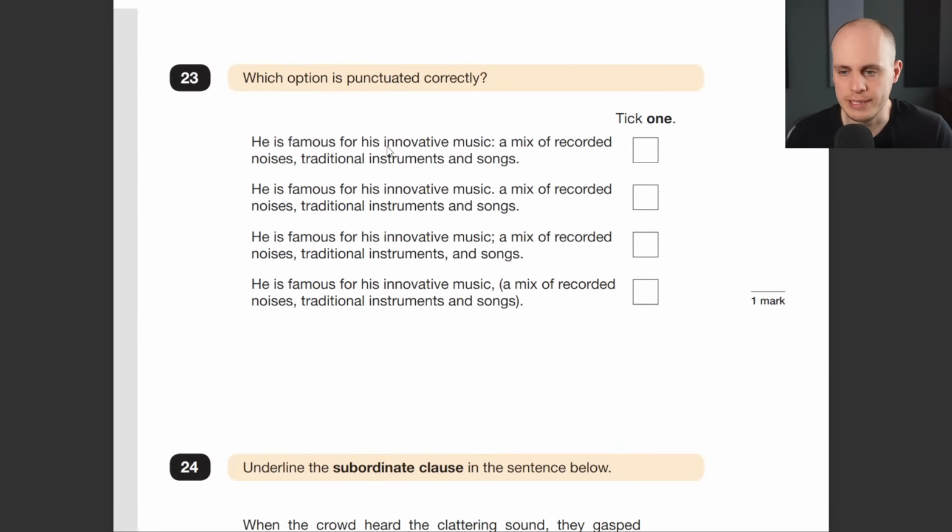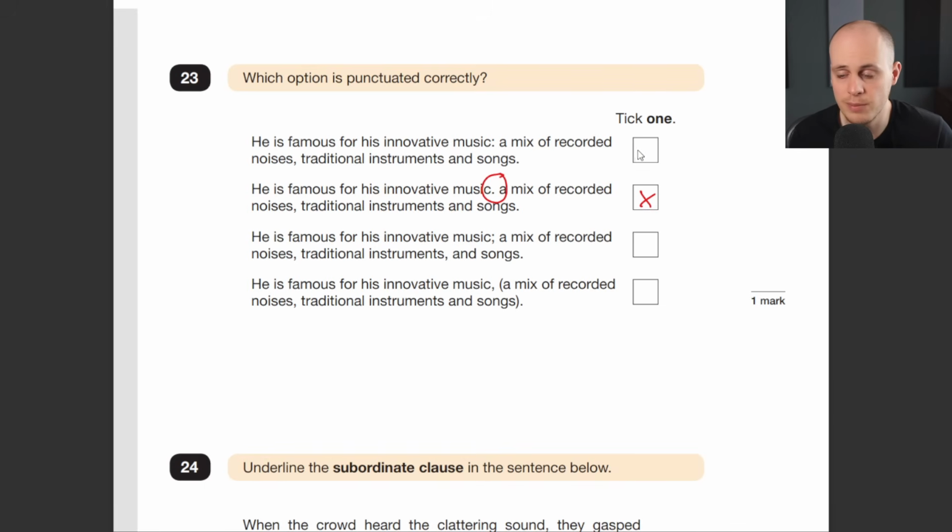Anyway, number 23. Which option is punctuated correctly? Let's just read them all and weed out the ones that are clearly wrong. These questions are usually more obvious than you realise. Like, look at the second one straight away. My eyes are just drawn to this full stop with 'and' then not a capital. It's obviously not right. 'He is famous for his innovative music:' that suggests it's introducing what that innovative music is. A mix of recorded noises, traditional instruments and songs.